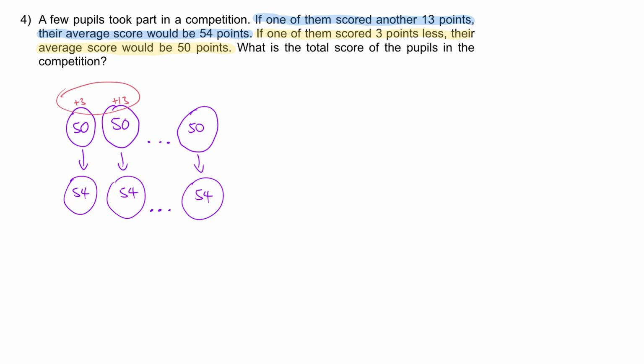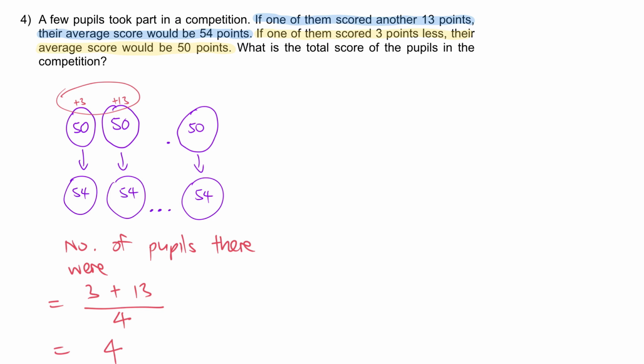So how many students are there in total? Okay, number of pupils there were, okay, past tense. We just need to take 3 plus the 13, that will be the additional 16 points, divided by 4. We will get 4 pupils. Okay, you think about it, does it make sense? If there are 4 people, okay, now I can change this. So we know that there are 4 of them.